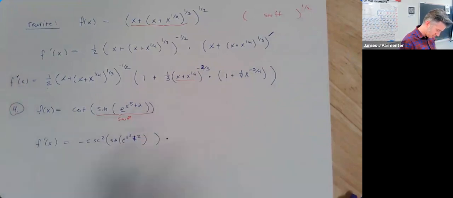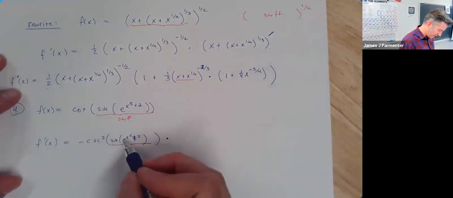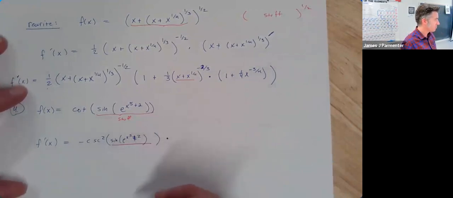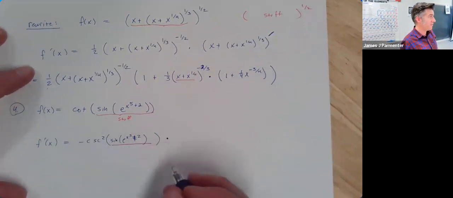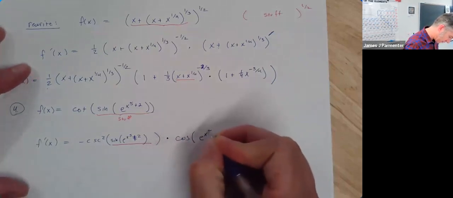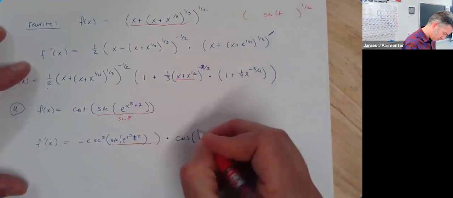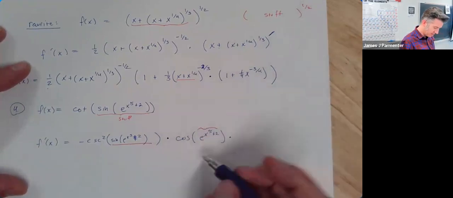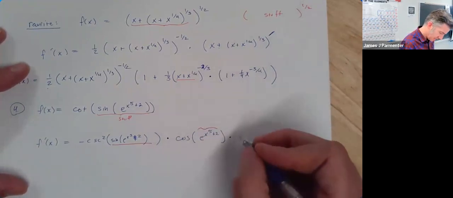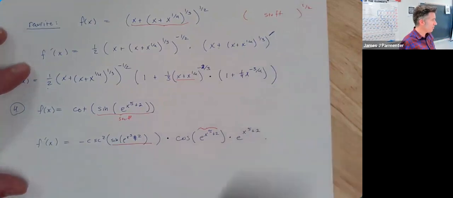Times the derivative of that stuff. So the stuff is sine of e to the x to the 5th plus 2. The derivative of sine of some new stuff is cosine of the new stuff times the derivative of the new stuff. And the derivative of e to the stuff is e to the stuff times the derivative of the stuff.